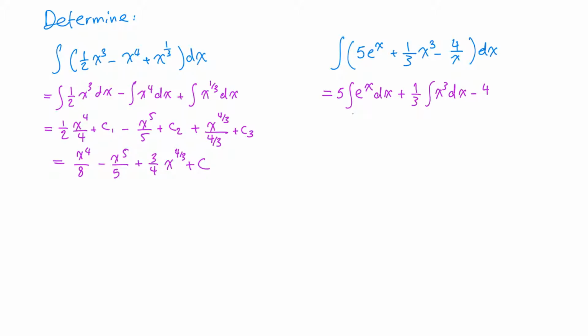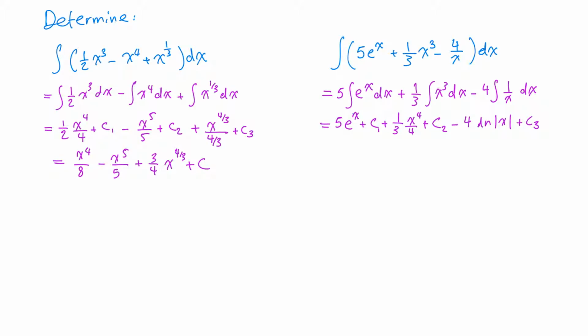Just 4 integral of 1 over x dx. And then I'm going to use the rules of integration to find the integrals here. So I'm going to get 5e to the x plus c plus 1 over 3 x to the 4 over 4 plus another constant, so let's label this c2, minus 4 ln of x plus c3.